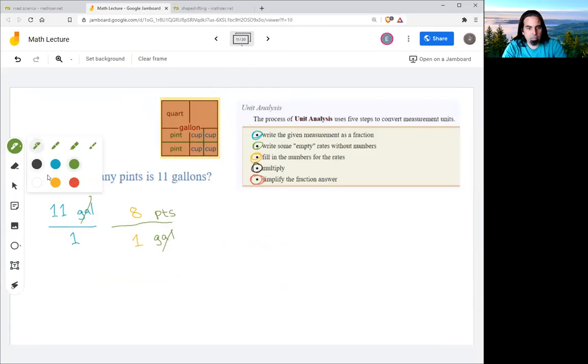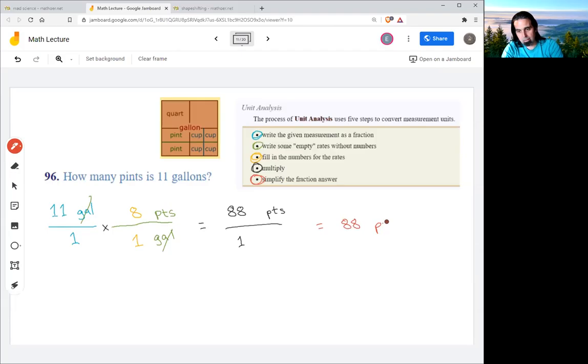Gallons will cancel. Hooray. And then I multiply. 11 times 8 is 88. All that's left is pints. 1 times 1 is 1. 88 over 1 is just 88. So the second part of that multiplication is just turning pints into gallons.